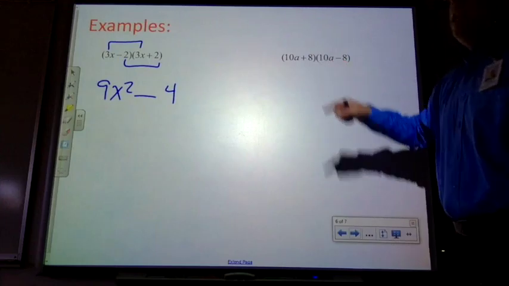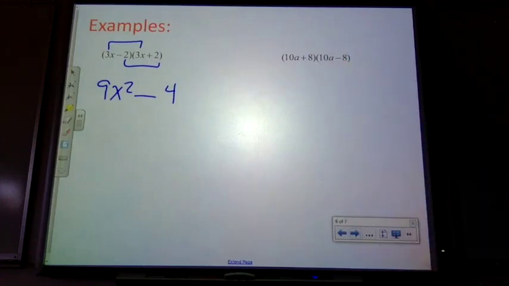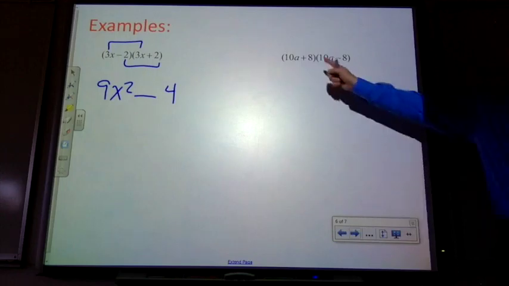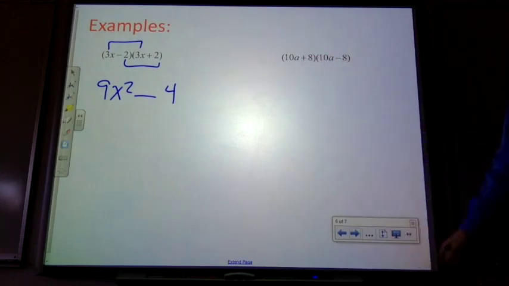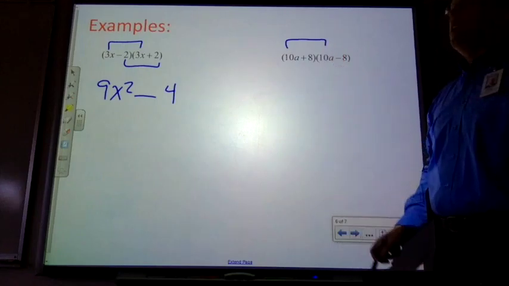McKenzie, same thing. I have a 10A, I have a 10A. Same in both first spots, right? I have an 8 and an 8, same in both second spots, right? They are alternating signs, positive and negative. So ready? What is 10A times 10A?